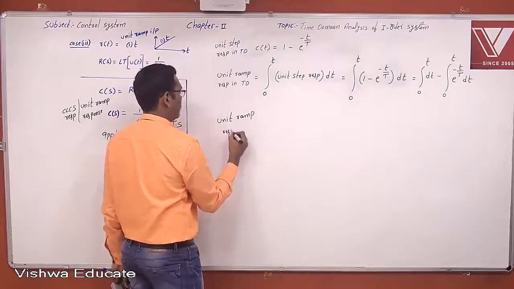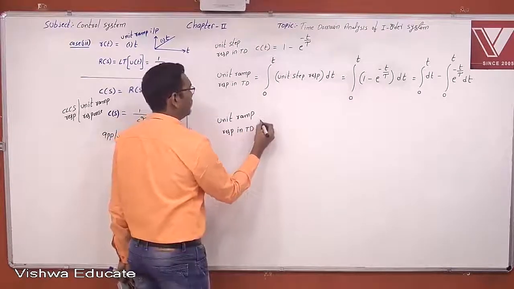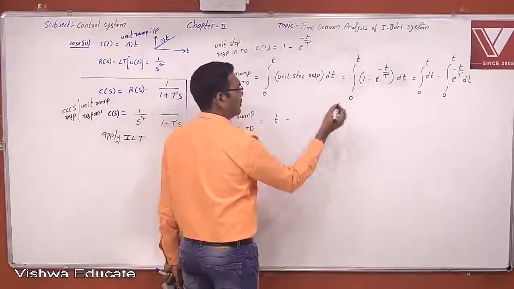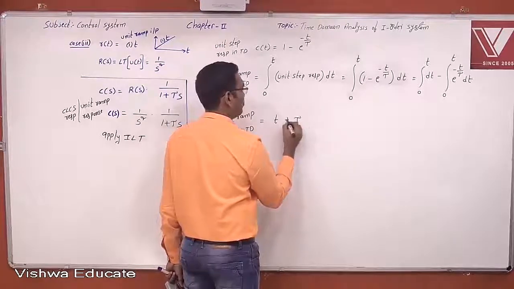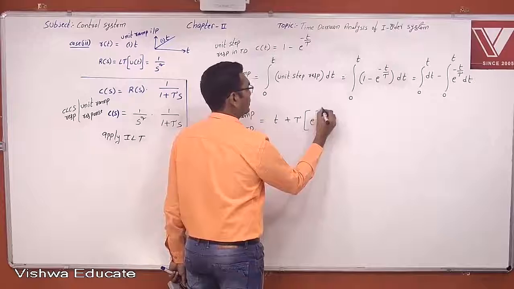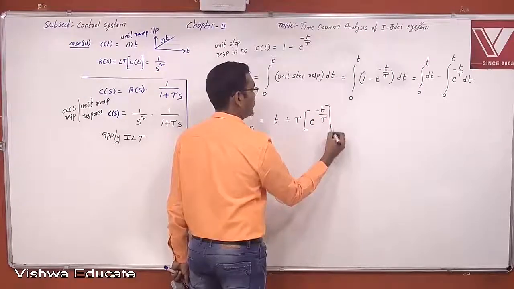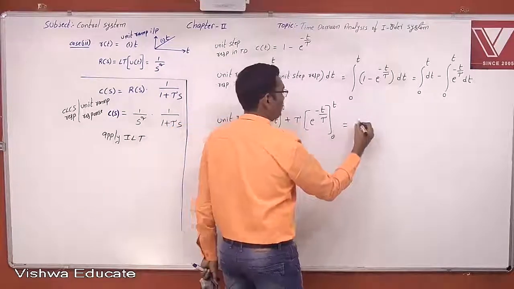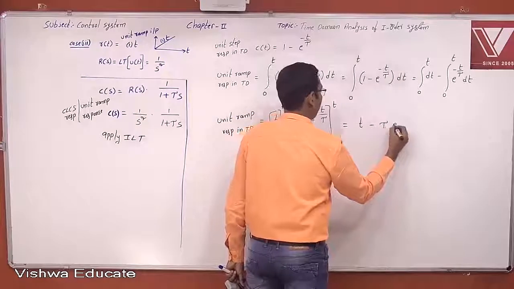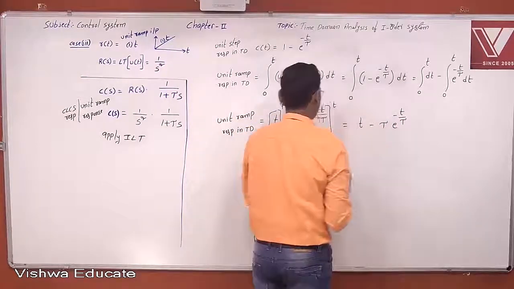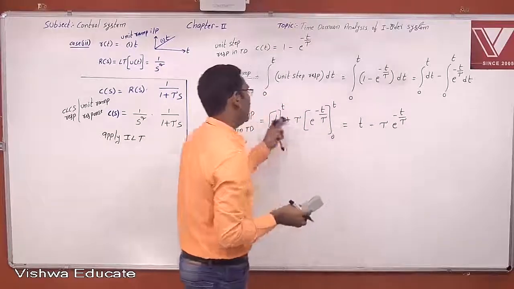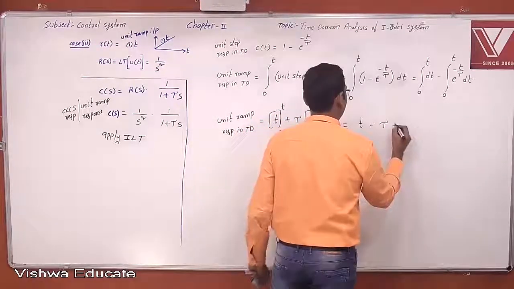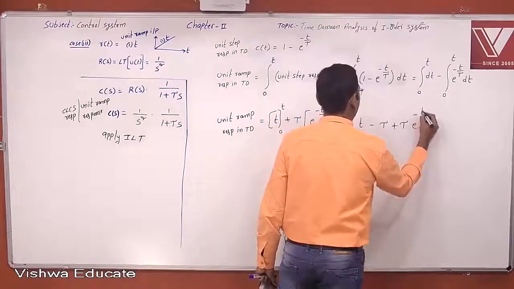Unit ramp response in time domain, which is equal to integration dt is t, upper limit is t, lower limit is 0. So this is e power minus t by tau, and tau into e power minus t by tau over the limits 0 to t. Therefore, finally, this is t minus tau into e power minus t by tau. Upper limit is e power t, lower limit is e power 0. Therefore, t minus tau plus tau into e power minus t by tau.